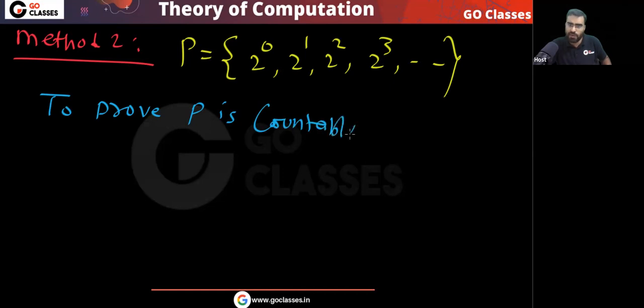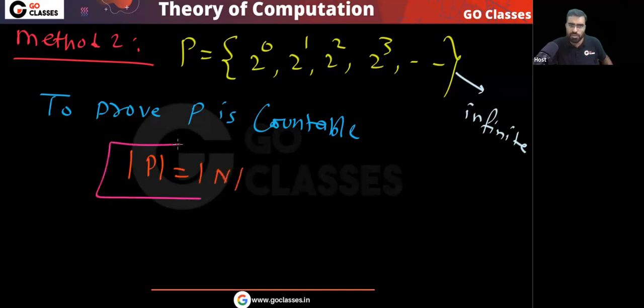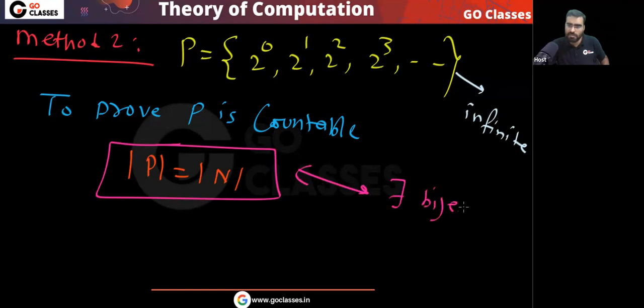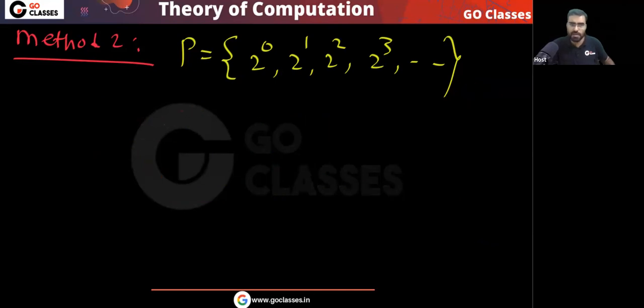P is already infinite. Remember, this P is already infinite. If you want to prove that P is countable, you just have to give a bijection between N and P. There exists a bijection. Just give a bijection between P and N. So let's see, can you give a bijection?